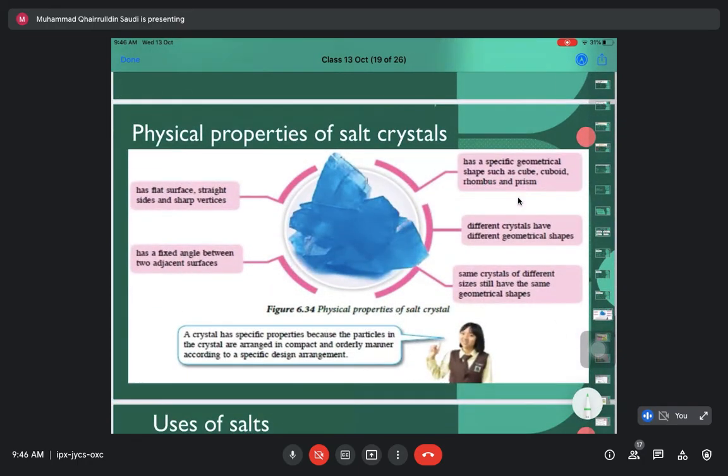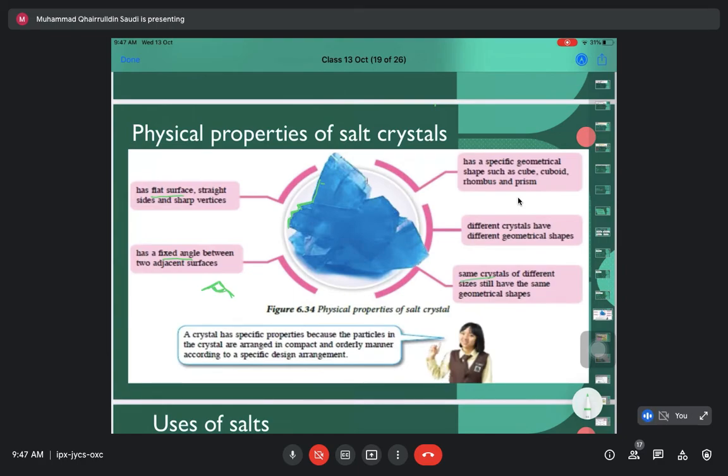Salt selalunya exist in crystal form. Maksudnya dia selalunya solid lah. And the physical properties of crystal salt selalunya this lah: has flat surface, straight side, sharp vertices, berbucu-bucu, ada fixed angle between two adjacent surface, maksudnya antara surface ni dengan surface ni ada angle, okay, ada fixed angle.